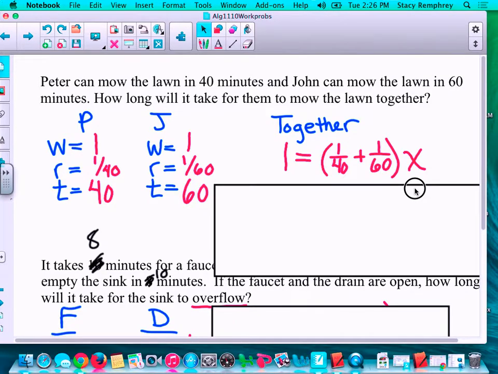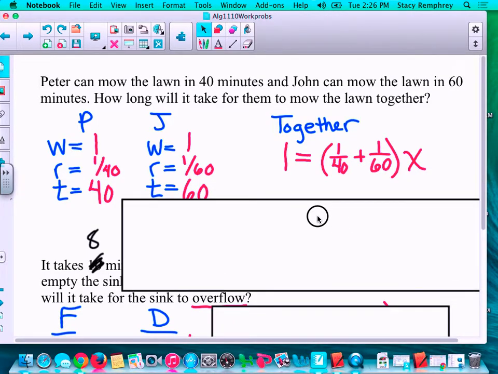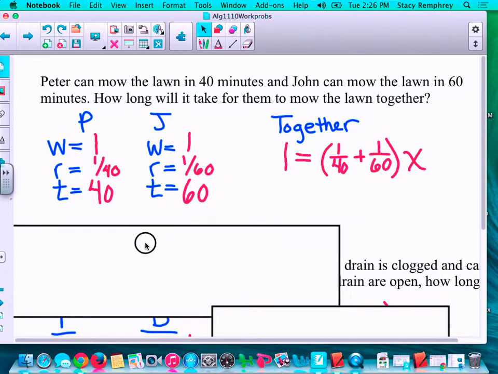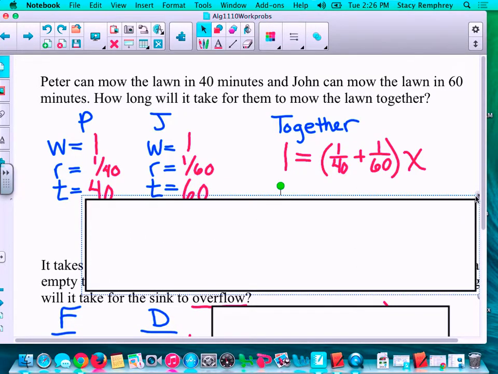Okay, and again, you can solve this in 2 different ways. I don't think I finished doing this one. You could, let me see if I can delete this for you.